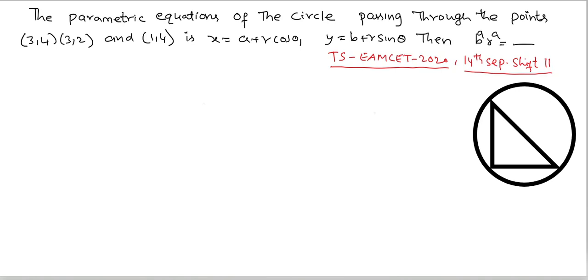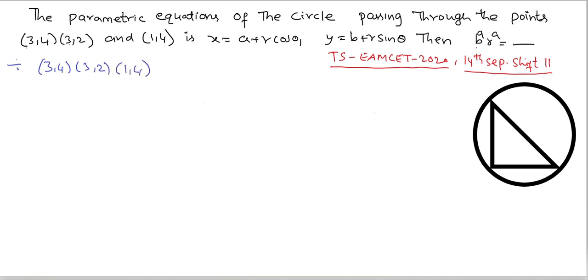The parametric equations of the circle passing through the points (3, 4), (3, 2), (1, 4) is x is equal to a plus r cos theta, y is equal to b plus r sin theta. Then a into b into r is equal to dash. This is JEE Main 2020, 14th September, shift 2. Here the given points are (3, 4), (3, 2) and (1, 4).